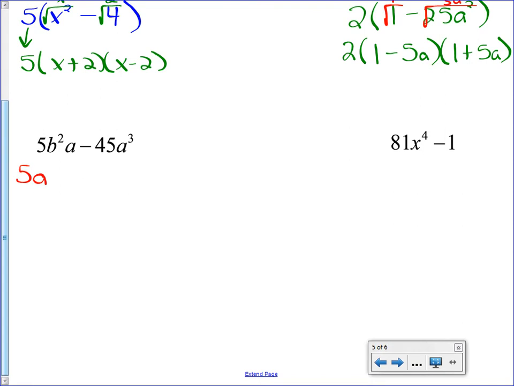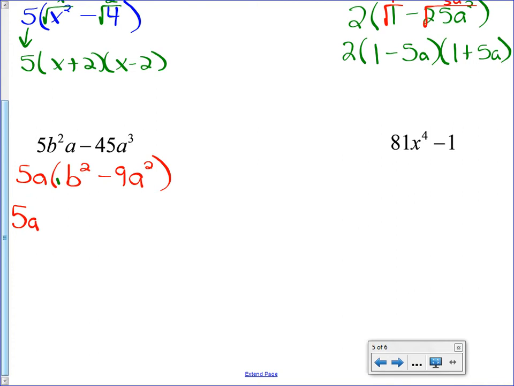So I have 5a as I can factor out. So I'm left with b squared minus 9a squared. If you have odd numbered exponents, this doesn't work. So that's either a sign that you would write not possible, because it's not possible to factor. But here we can factor, we can common factor out. Now, what would I be left with for my final answer?